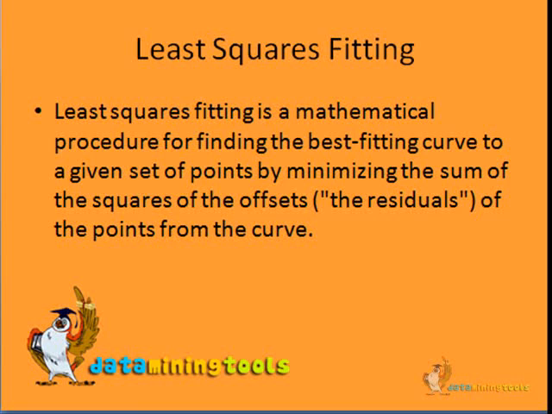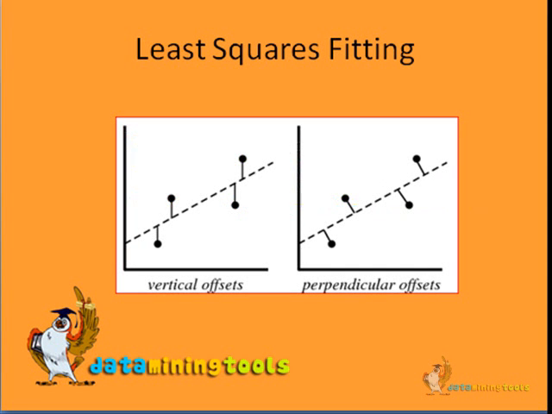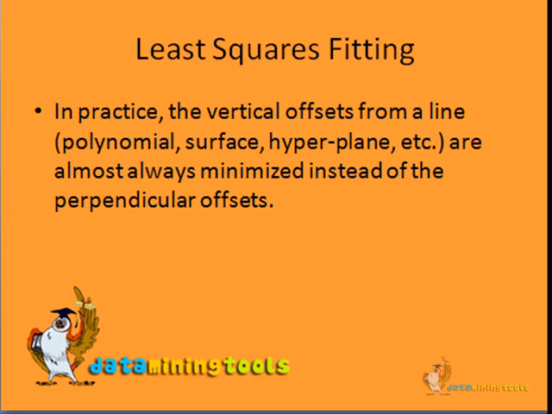And we do this by minimizing the sum of the squares of the offsets, that is the residuals of the points from the curve. So here we have this diagram. We can take vertical offsets, or we can take perpendicular offsets to the curve in the least squares fitting method. Now in practice, the vertical offsets from a line, polynomial, surface, or hyperplane, etc., are almost always minimized instead of the perpendicular offsets.